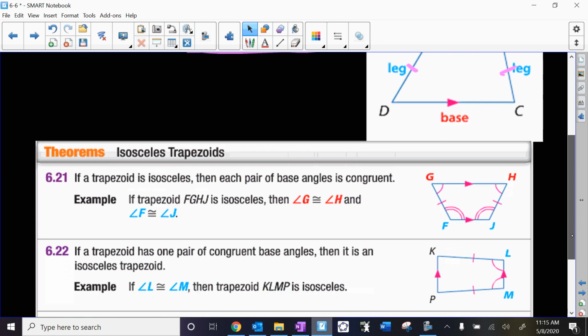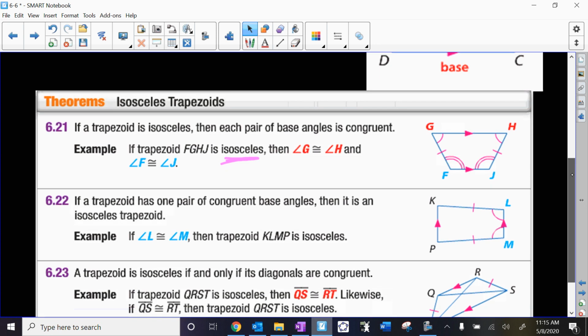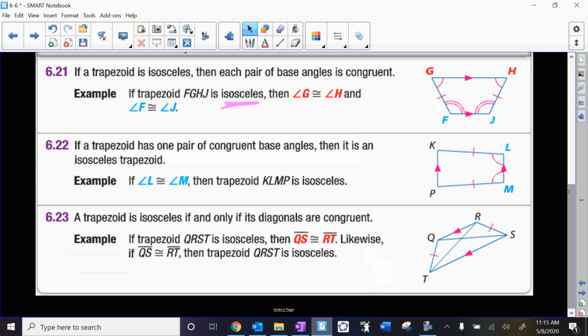Some other properties, if we are dealing with an isosceles trapezoid, then we would know that our base angles are congruent, meaning angle F is congruent to angle J, and angle G is congruent to angle H. Another important part that we would need to know is if I'm dealing with an isosceles trapezoid, then your diagonals are also congruent. So QS would be congruent to RT.